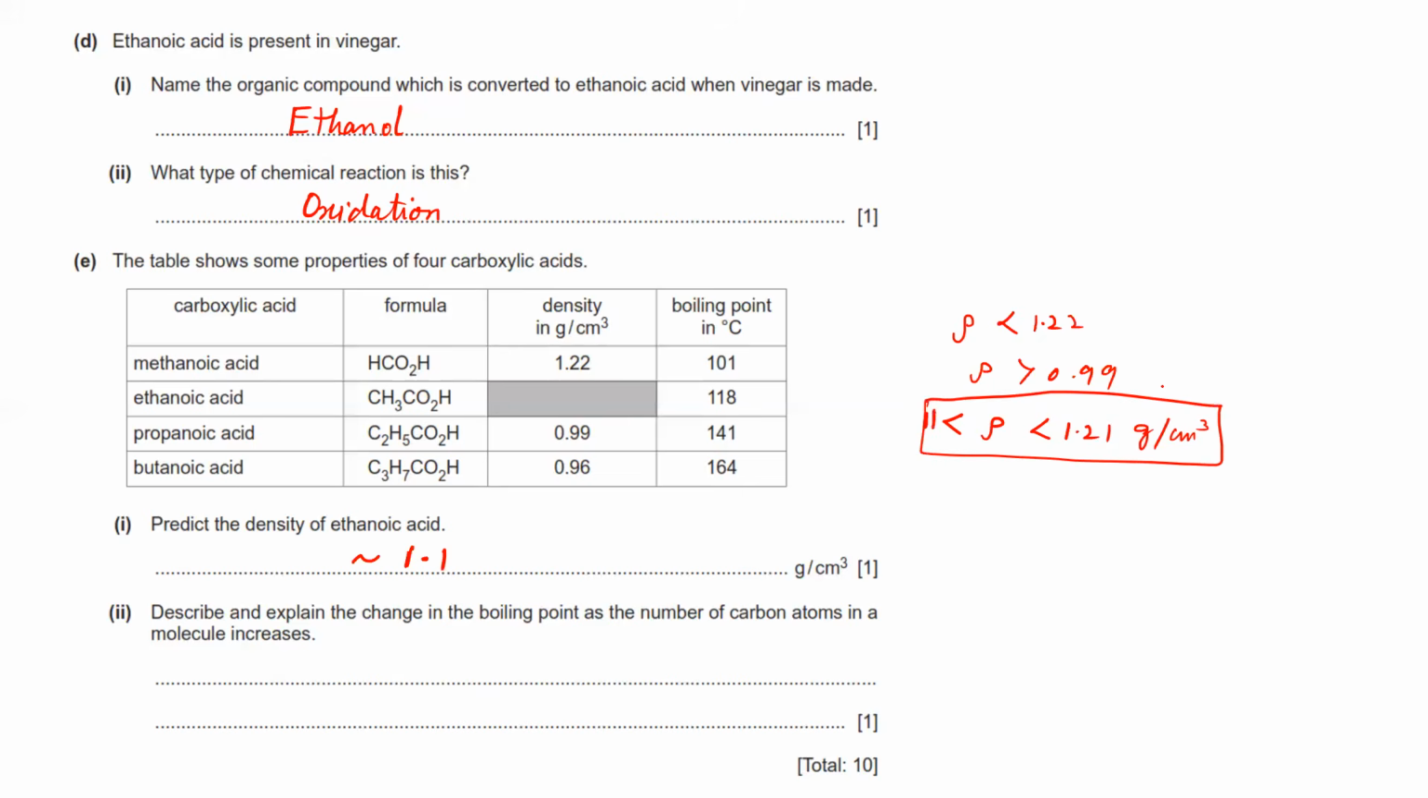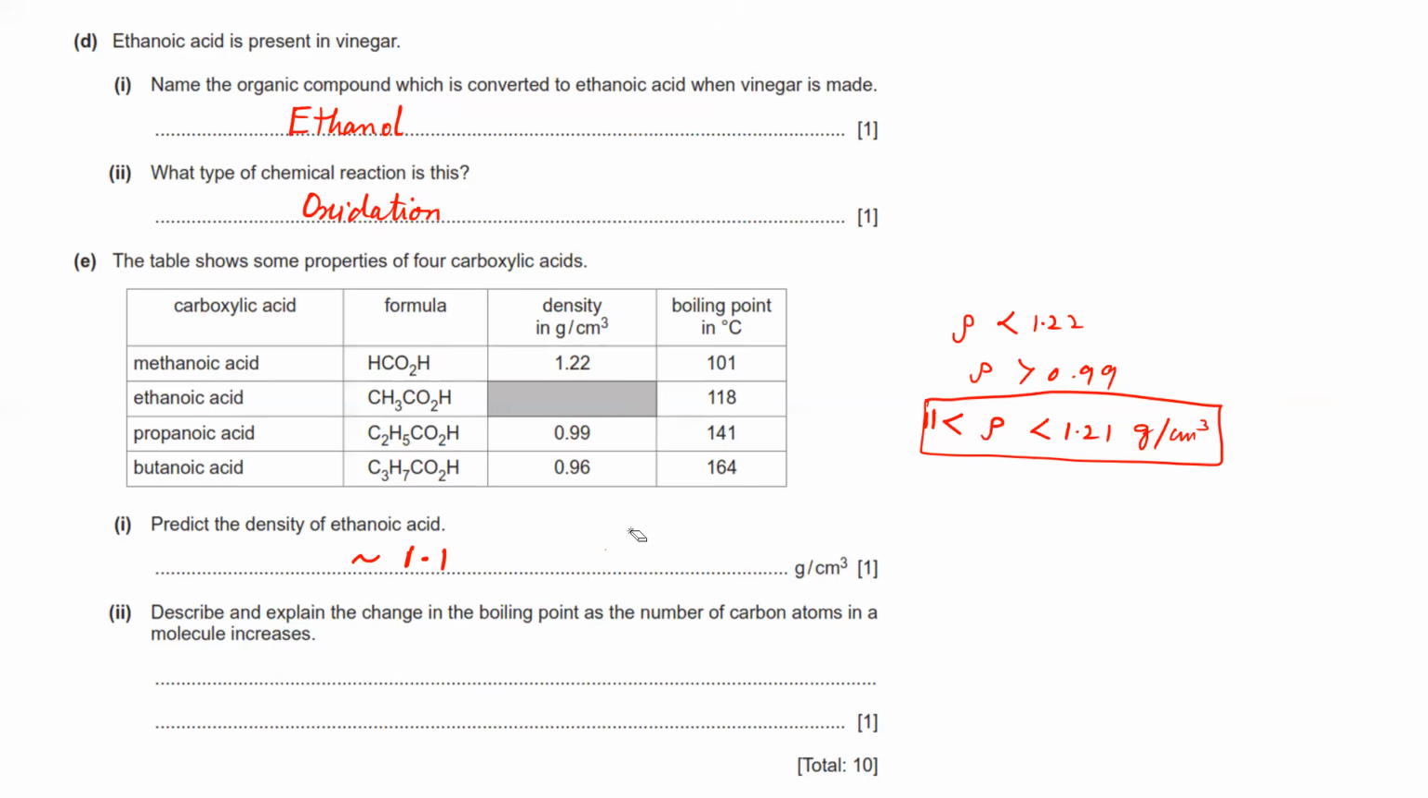You can't say 1.2 to 1.99. It can be anything between, so just select a safe value, like 1.12 to 1.15, something like that.